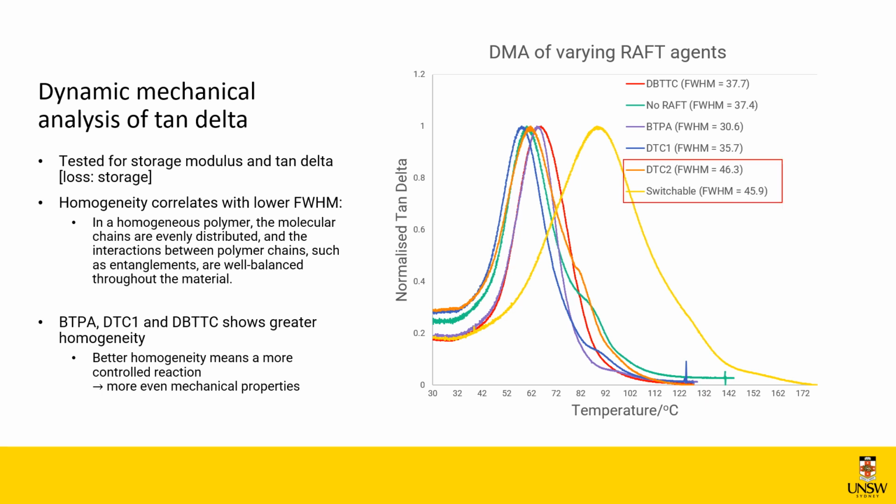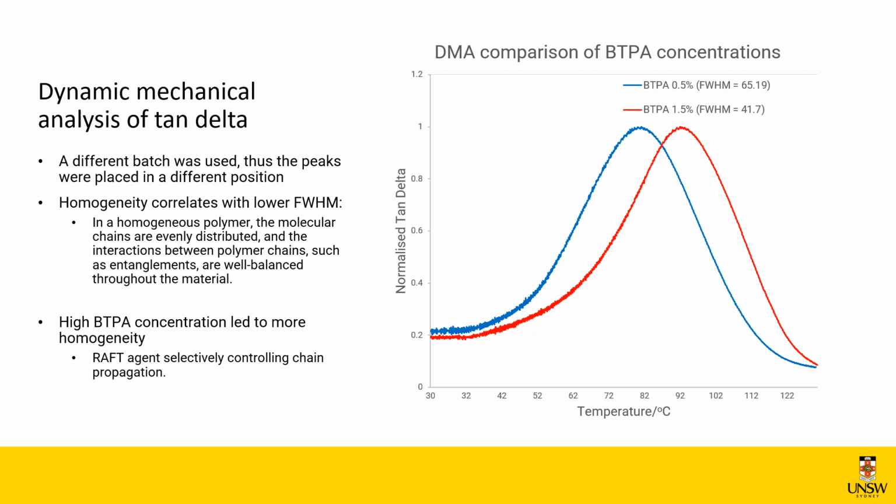Addressing the quality assurance, the switchable RAFT data is a result of the batch-based resin being different from the other 5, resulting in its noticeable variance, though despite this, its full width at half maximum was still lower than DTC2. The switchable RAFT shared a resin batch with BTPA at weight concentrations of 0.5% and 1%, where it can be seen that with increasing RAFT concentrations, the tan delta curve width decreases, suggesting increased homogeneity with increasing RAFT agents, conforming to the hypothesis.